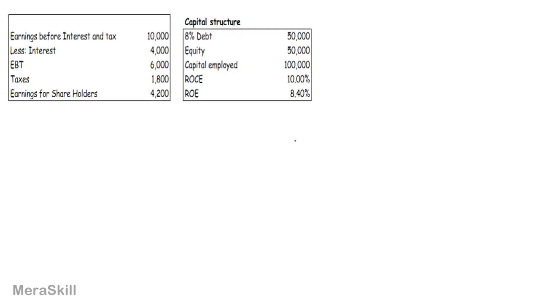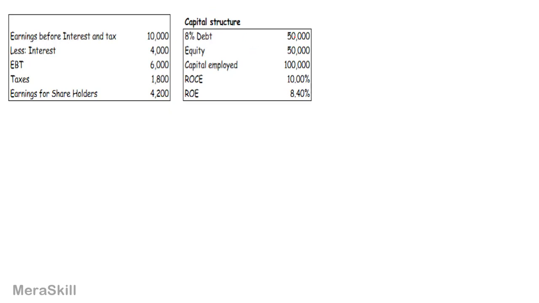Let's take an example, students. Look at this. Suppose you have a company, I've just taken a figure, maybe this is 10,000, these are figures in millions, whatever, but a simplistic example, easy to calculate. Let us say the earnings we made before interest and tax was 10,000. Deduct interest, you get earnings before tax. Deduct taxes, you get the earnings which are given to the shareholders.